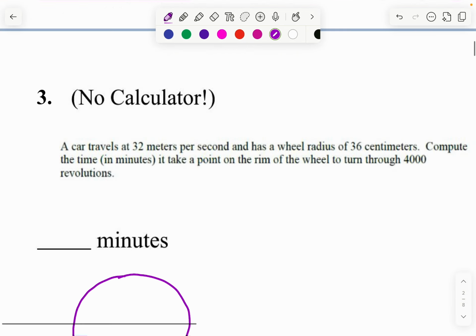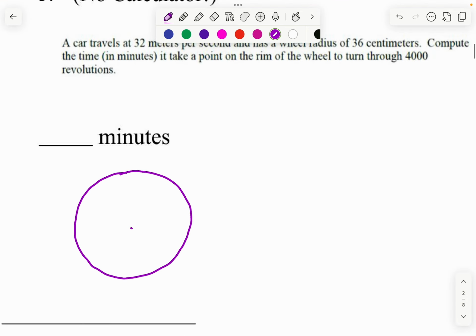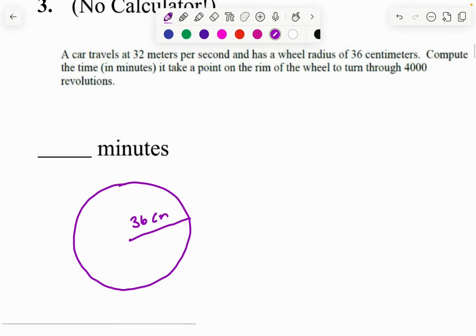We should note that this is no calculator, so that must mean all the arithmetic is doable. Okay, so we'll return to that in a second. So it's 36 centimeters. Okay, and I'm given 32 meters per second, that's a linear speed, a linear velocity. I'm gonna write that, 32 meters per 1 second.